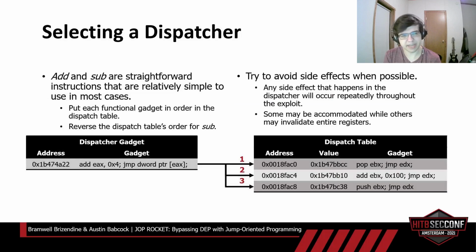On the topic of selecting a dispatcher, we were talking earlier that modification to our dispatch table has to be predictable, and what's more predictable than adding or subtracting the same value every time? So these are nice dispatchers to use. We're just going to put all of our functional gadget addresses in our dispatch table in a row. If we have more than 4 bytes being added or subtracted, we'll add some padding. And the only difference is, if we're doing subtract, we're just going to put them in a reverse order. And we don't even have to worry about the mental overhead of putting them in reverse order manually, because with something like Python, we can just do a list reverse on the list of all of our functional gadgets.